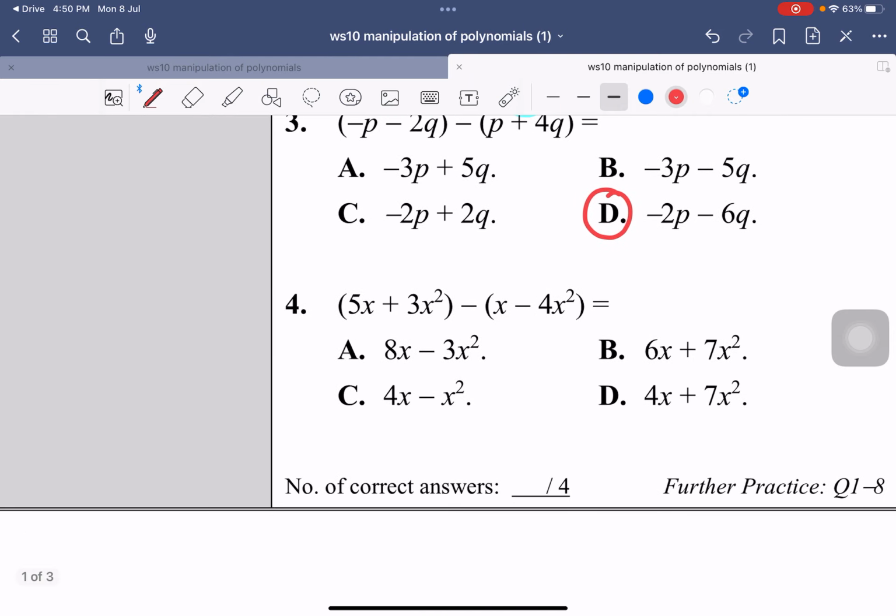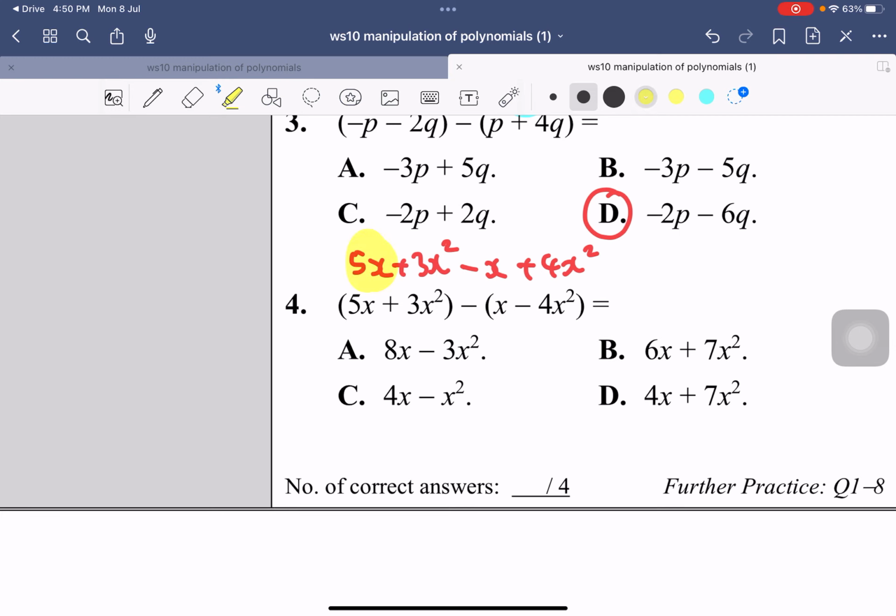For the last part, we still need to expand the bracket first. This bracket has nothing in front of it. But for this bracket, there's a negative at the front, so we need to change the signs inside. So it's going to be 5x plus 3x squared minus x. This minus should be changed to positive, so plus 4x squared.